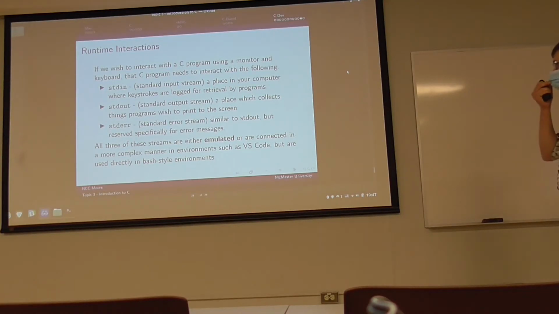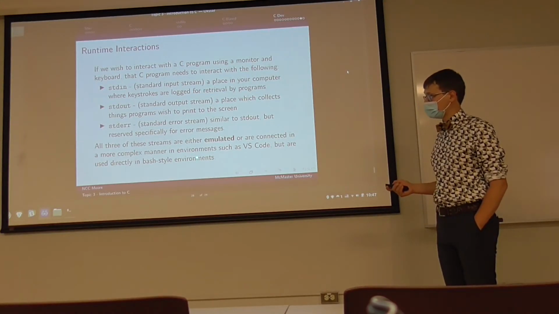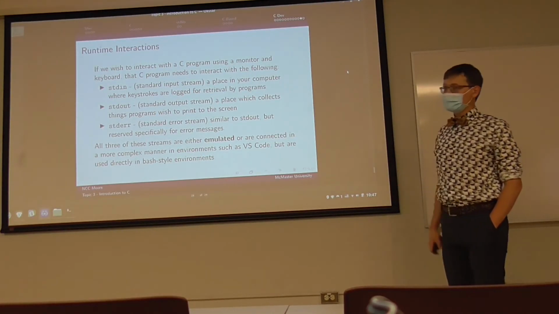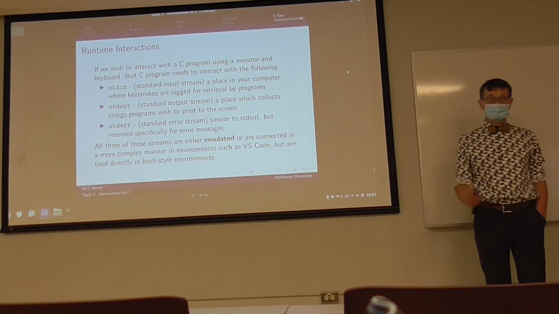All three of these streams are either emulated or are connected in a more complex manner in environments such as VS Code, but are used directly in bash-style environments. So in VS Code, at the bottom of the screen, you get this little console where your stuff outputs to, right? It's emulating a standard input-output stream rather than using the base one that the operating system is using. Bash is using the base input-output streams that the operating system uses.